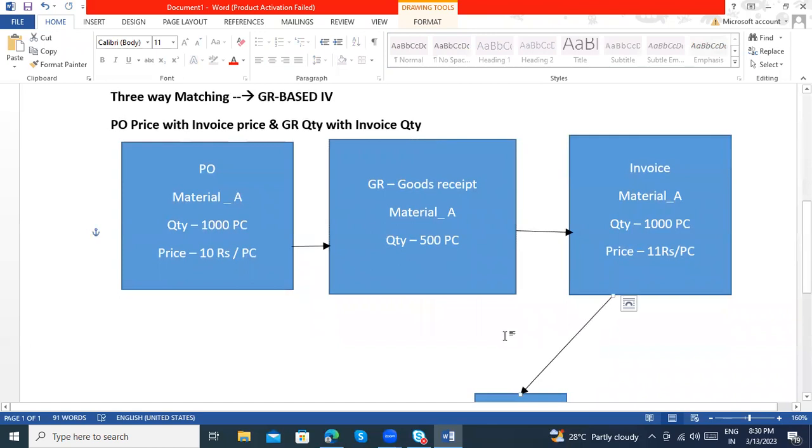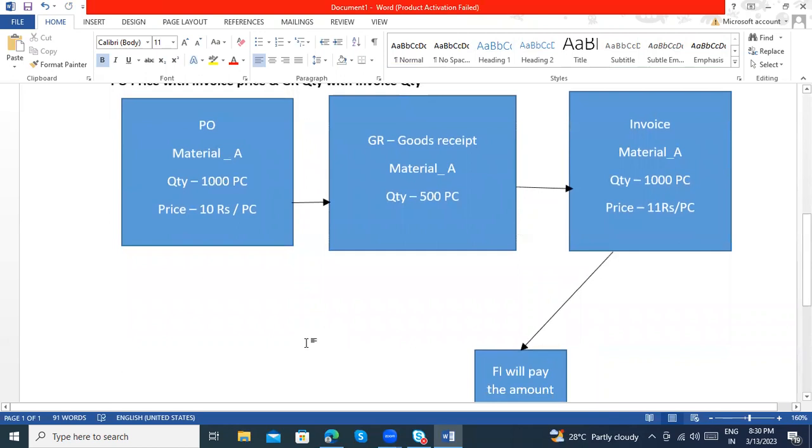I'll ask one question in that. Do we have a scenario where, without delivery also, we can post the invoice? Yes, that is there. In MM also it is possible, but that depends on the settings we have. If you want to restrict the invoice without posting the GR, you can do that. Or if you first want to pay the amount and after that receive the stock, you can do that. There are options. We can restrict or we can proceed.